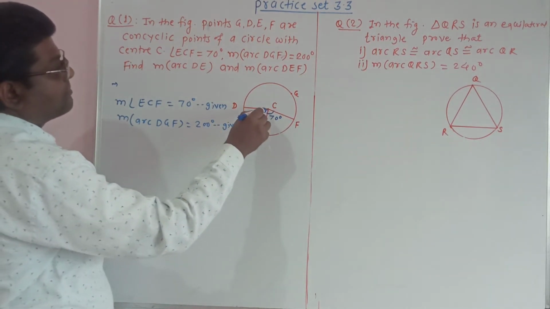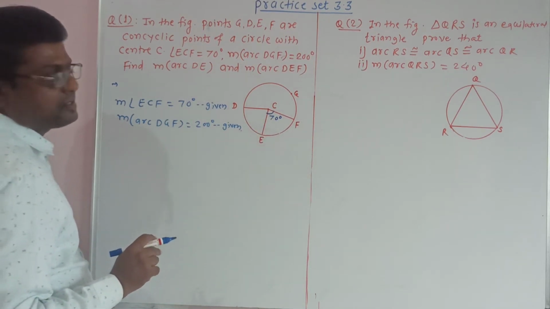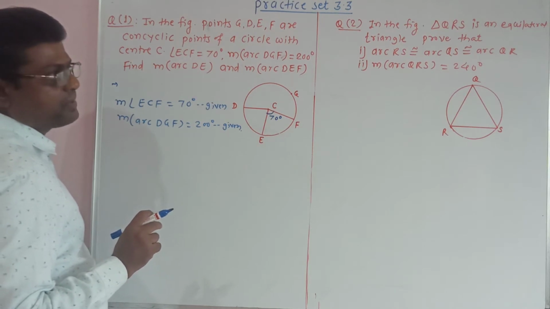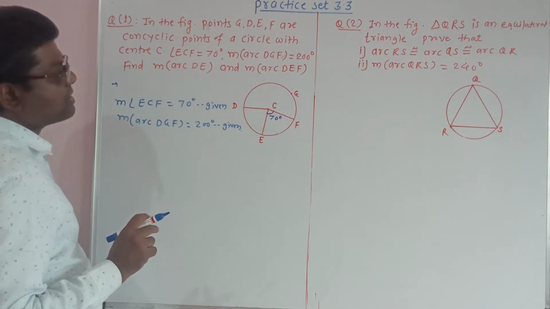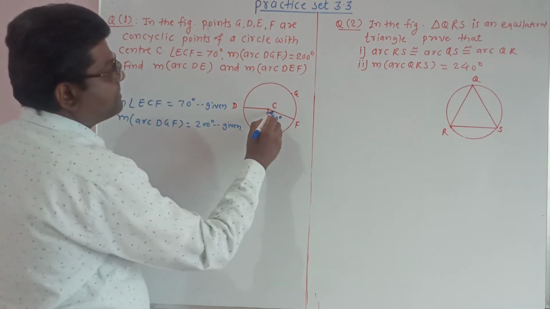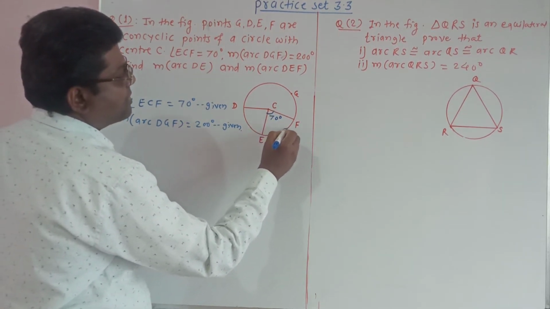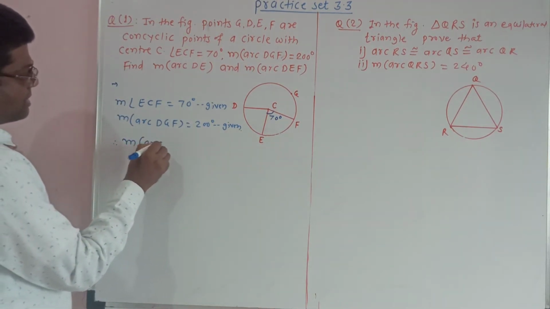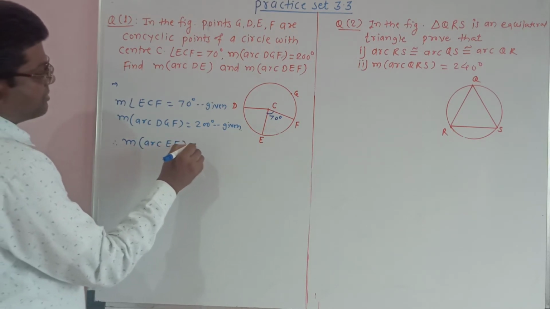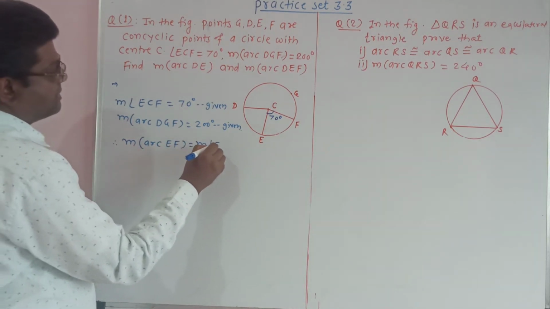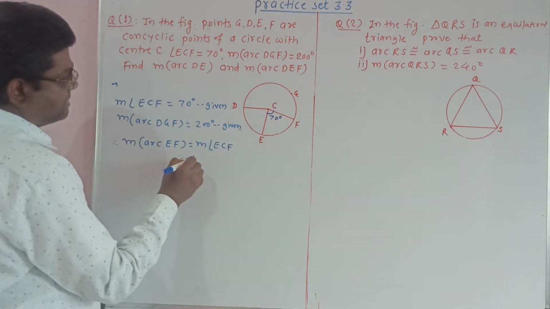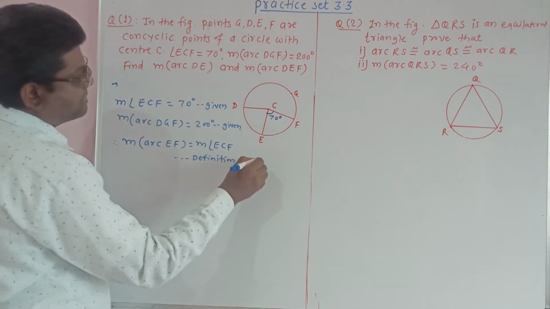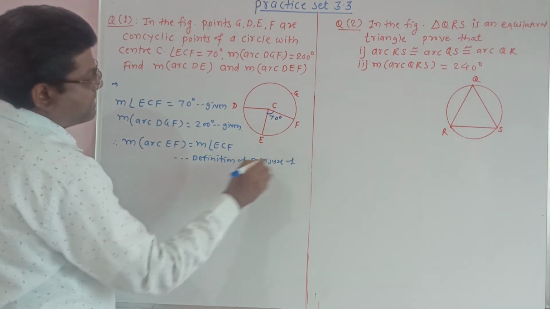Now the measure of a central angle is equal to the measure of the minor arc. This is according to the definition of the measure of a minor arc. Therefore, the measure of this central angle is equal to the measure of arc EF. Therefore, we write the measure of arc EF is equal to the measure of angle ECF. And the reason is the definition of measure of minor arc.